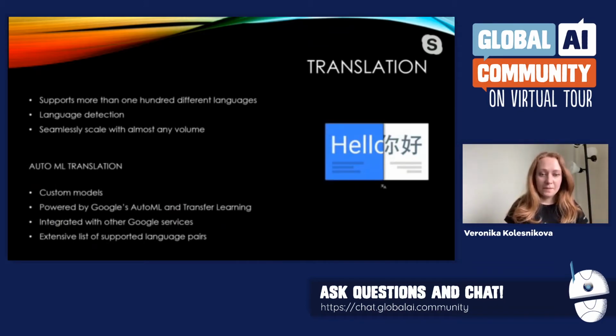Next is translation. It supports more than 100 different languages. And we all know about Google Translate. Google is really famous for that service that they provide. So the API that they offer for developers is used for that Google Translate functionality that users are using. It can, again, detect language. It can scale because it's a cloud. And then they support AutoML translation, so it can customize a model for you.